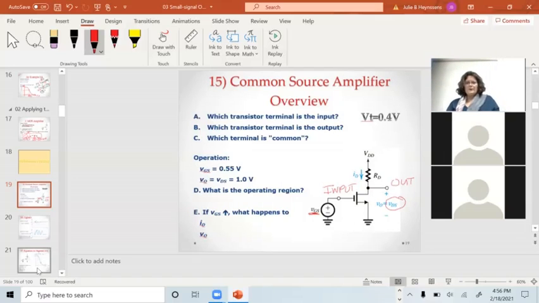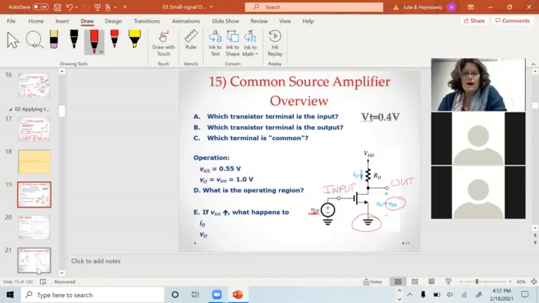So the trick to naming these amplifiers is signal in is on one terminal, signal out is on the other terminal. The AC ground for this is on the source. And another word for source, for ground, is common. So we call this a common source amplifier. Input on the gate, output on the drain, the source is common.